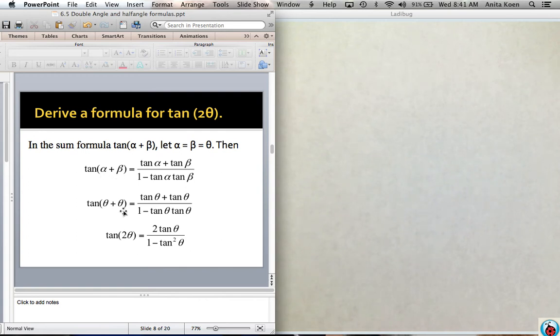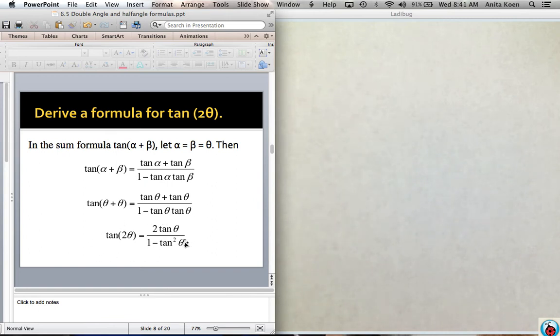I'm replacing alpha and beta with the same angle so that I can say, well, that's 2 theta. And I'm replacing every alpha and beta with our thetas there. So 1 theta plus 1 theta is 2 theta. Tangent of theta plus tangent of theta is 2 tangent of theta, and tangent squared comes from this tangent times this tangent. That's where this tangent squared came from.